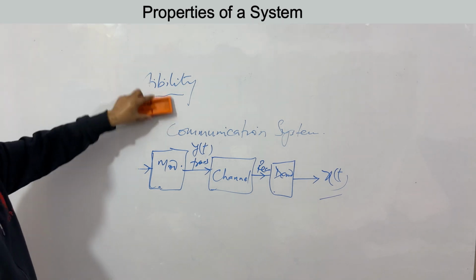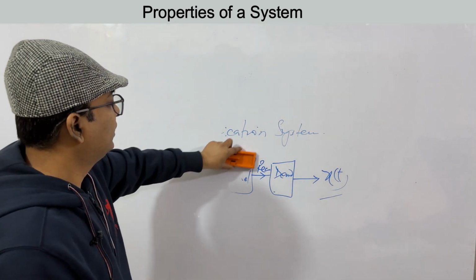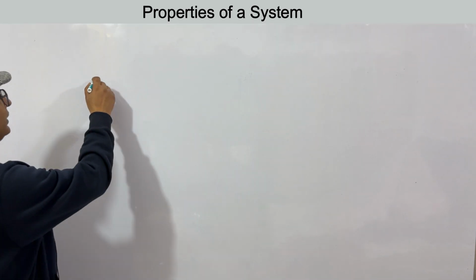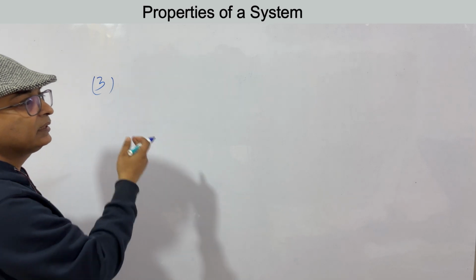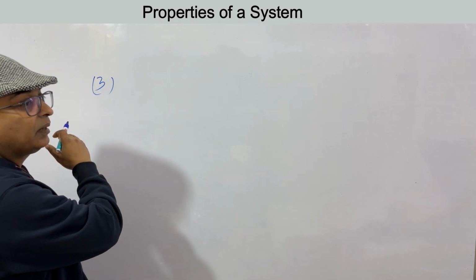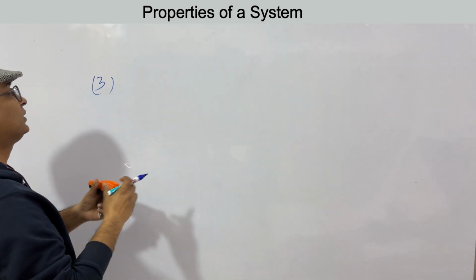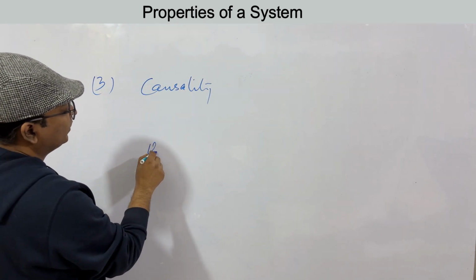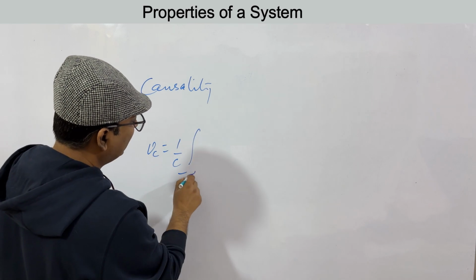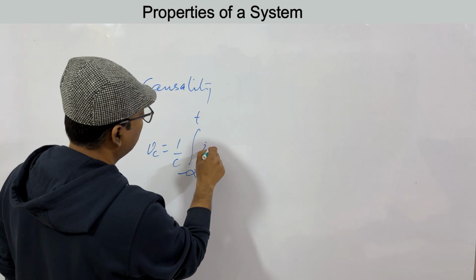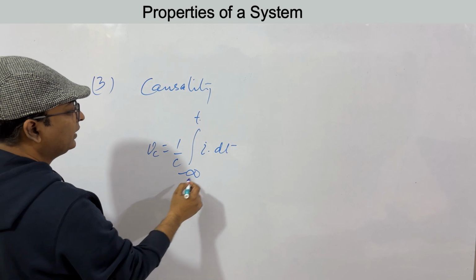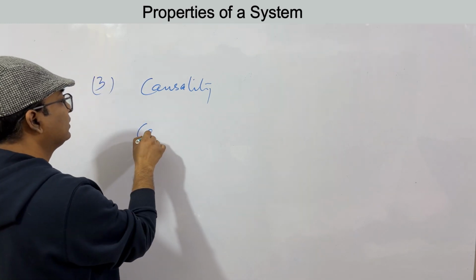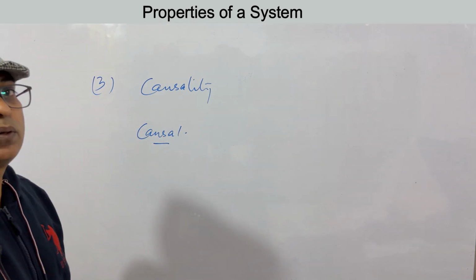The third property of a system is called causality. We say a system is causal when the output signal depends on the value of the present input signal and input signals up to that time. We just saw, what was this? V_C was 1 by C, then the integral from minus infinity to t of I dt. So it depends on values up to t, from minus infinity to t. If we have such a system, we say the system is causal. Otherwise, it is not a causal system.